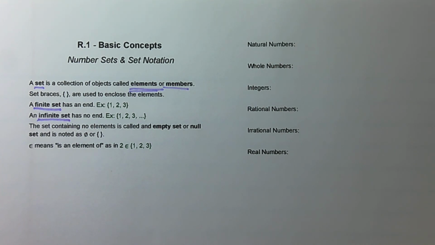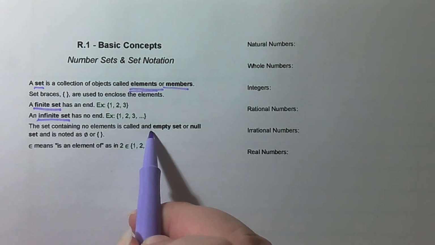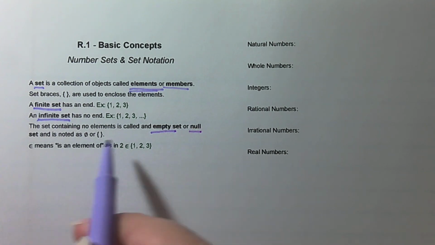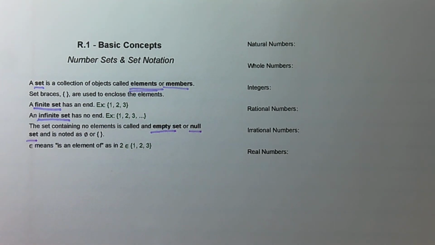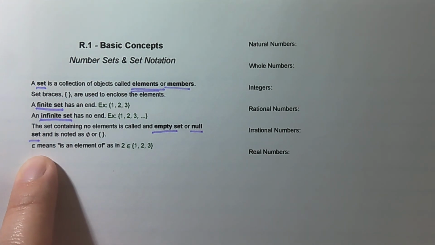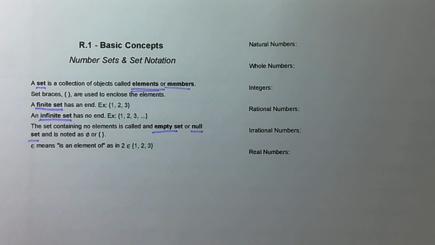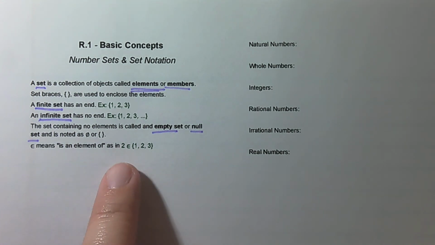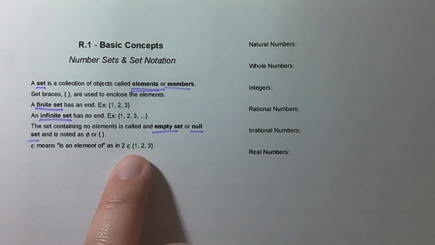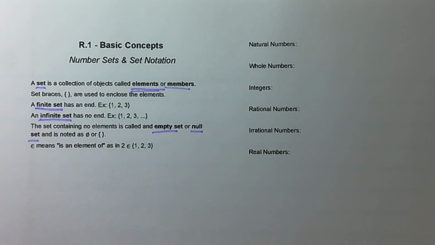If we have a set that contains no elements, then we call it either the empty set or sometimes the null set. That was where that empty set symbol we used for no solution came from. You could also use a set of braces and just not put anything inside of the braces. This curved E just means "is an element of." So here we can say 2 is an element of that finite set 1, 2, 3.